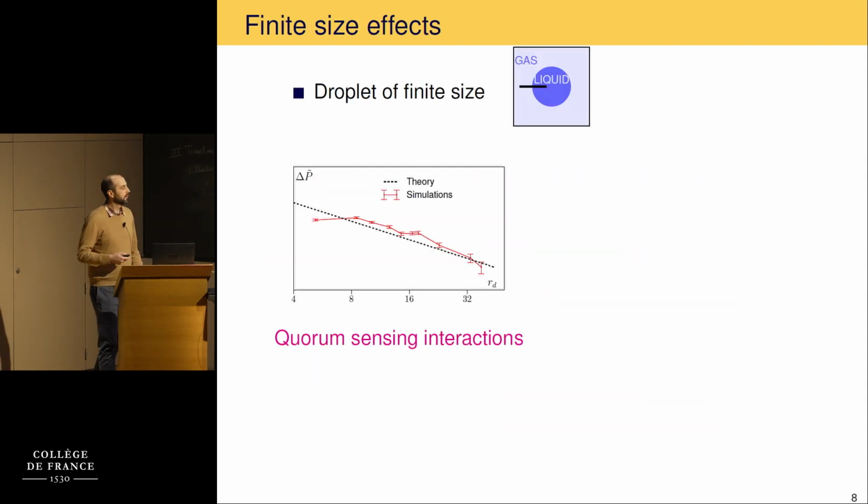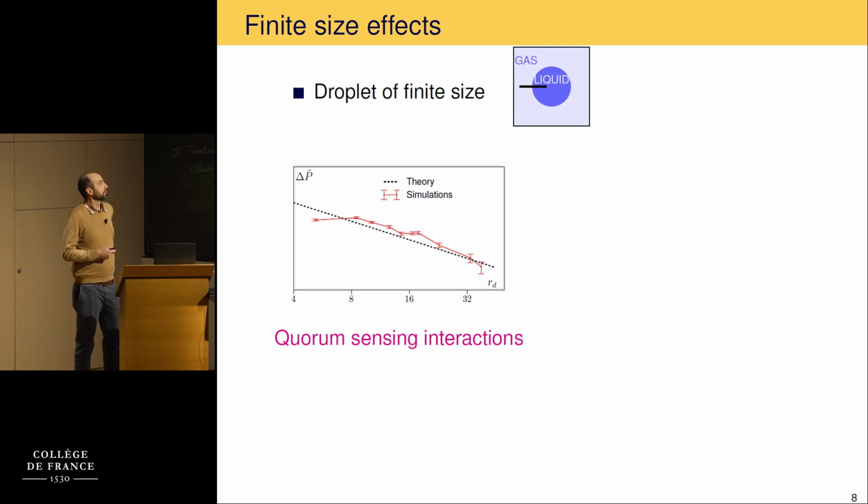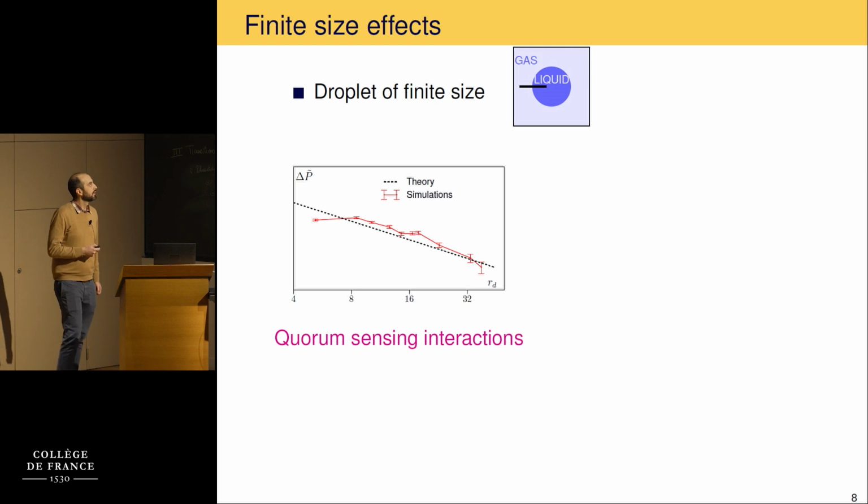So then the next step is to look at what happens in a finite system. So now we consider a finite drop, and we take into account the curvature of the interface. And in particular, we compute the difference in pressure between the droplet and the outside gas, so the Laplace pressure. And here I plot it for the quorum sensing model as a function of the radius of the droplet. And we find the usual result, that it goes like 1 over the radius.